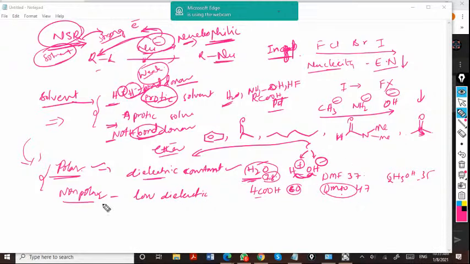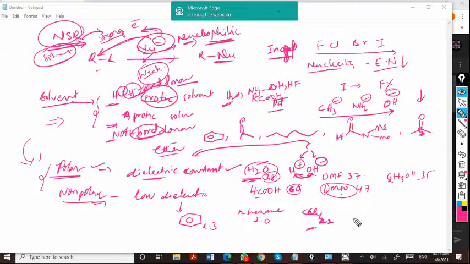Next is non-polar solvents like benzene, which has the dielectric constant 2.3, and N-hexane, which has 2.0. CCl4 means the molecule is very much symmetrical, so it shouldn't have any charge difference within the molecule. The polarization is not going to happen in the molecule. They are said to be non-polar, so their dielectric constant will be very less.